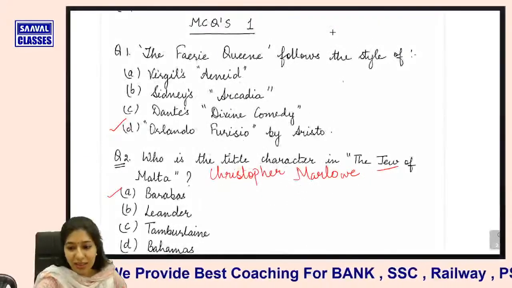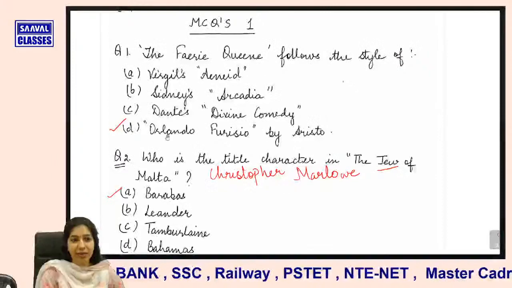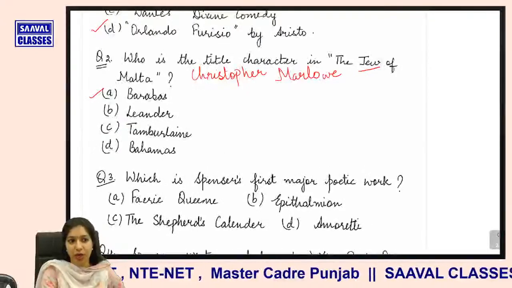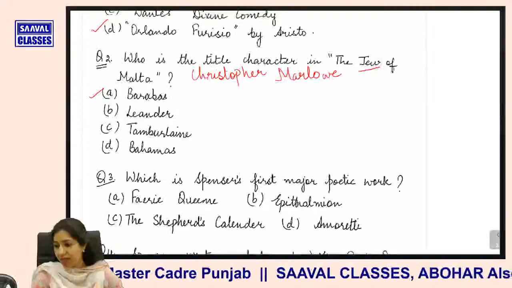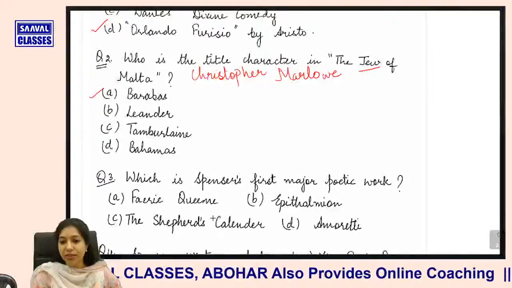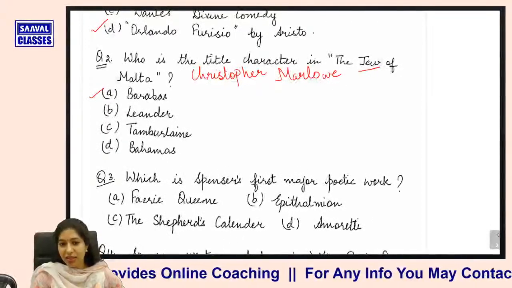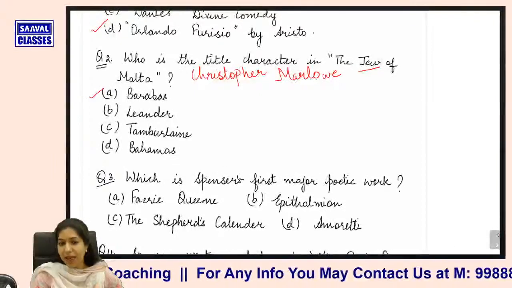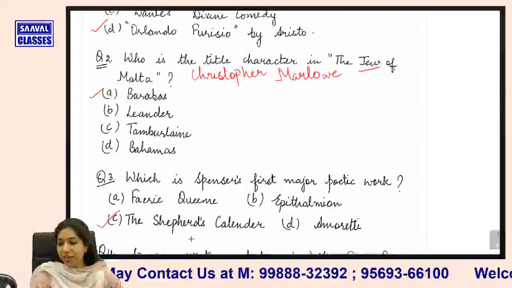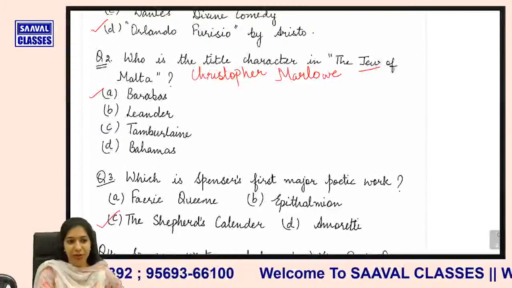Then the next question is, which is Spenser's first major poetic work, which is the first work written by Spenser. So the first work written by Spenser is it Fairy Queen, Epithalamion, Shepherd's Calendar or Amoretti? Yes, it is the Shepherd's Calendar. The answer, that which is first work by Spenser, is the Shepherd's Calendar. Very good, all of you.